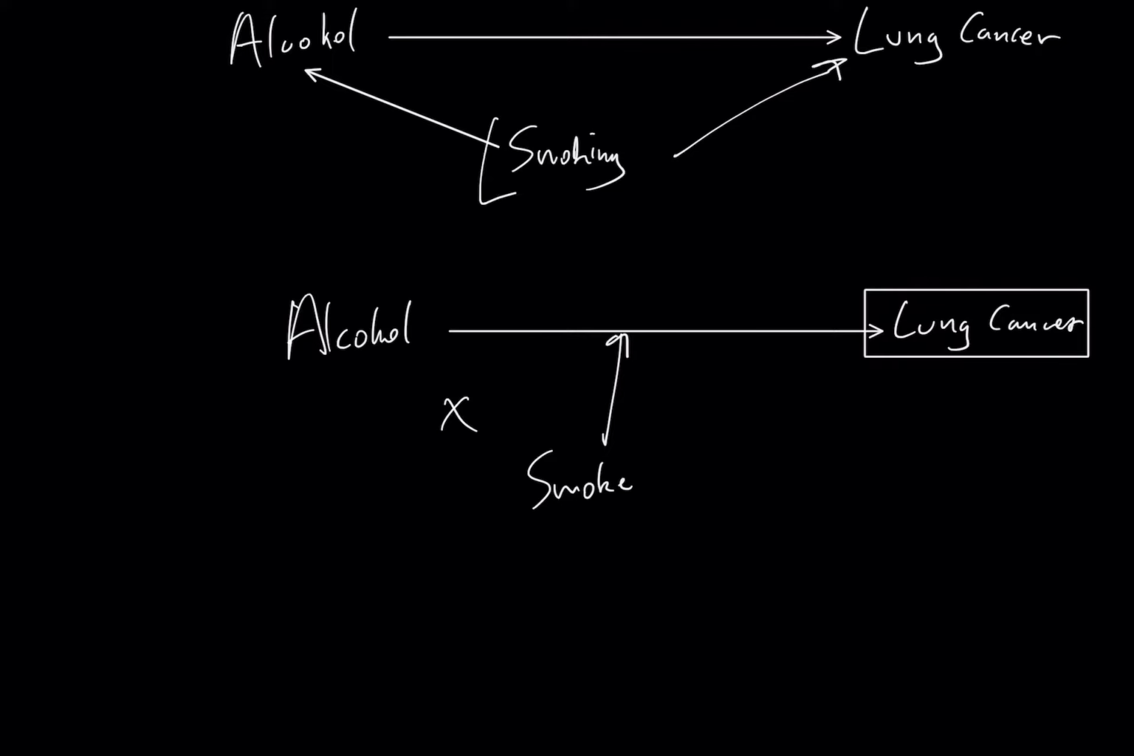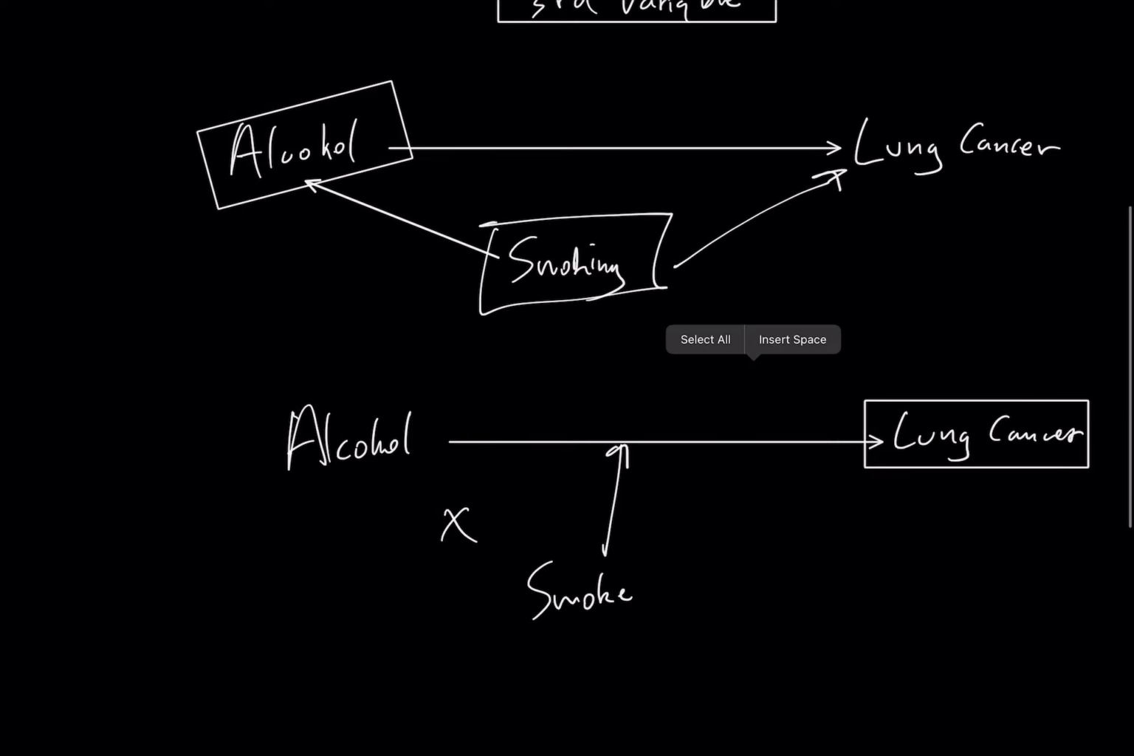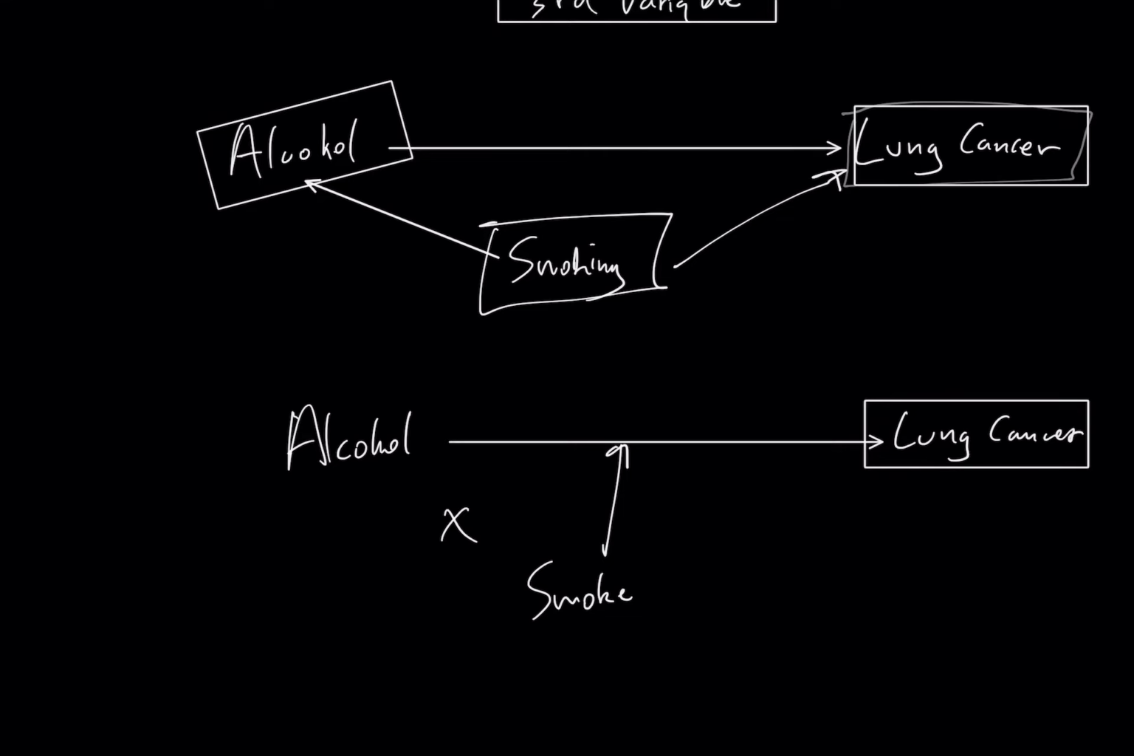However, for confounding bias, your smoking and alcohol are independent. Like smoking itself can cause lung cancer versus alcohol itself can cause lung cancer. So you don't know what exactly is causing this lung cancer, right? So that's a confounding variable.